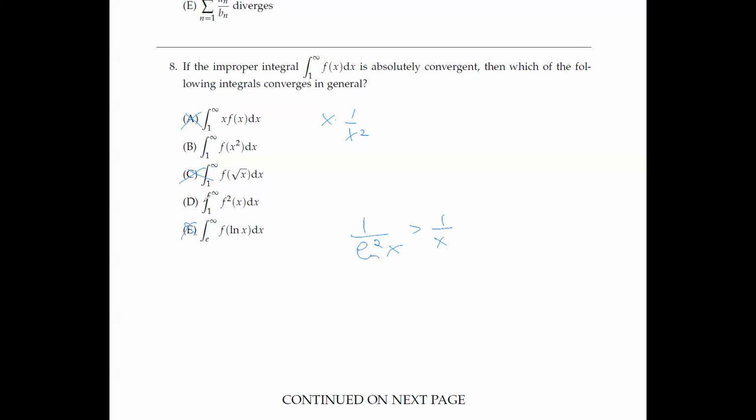It remains B and D, a very similar example, f of x squared or f squared of x. What can we say here? Do you have any suggestion? What do you think? B or D is the correct answer?